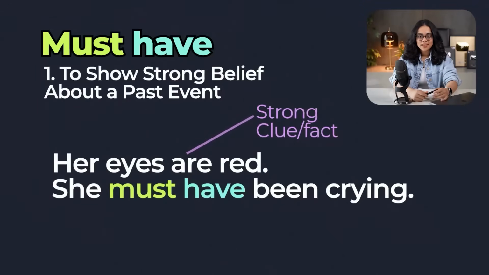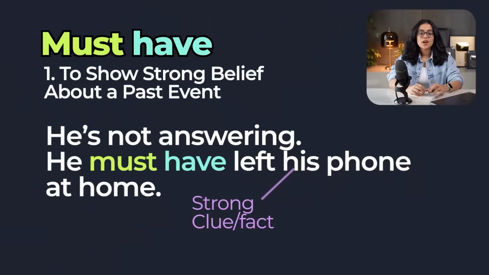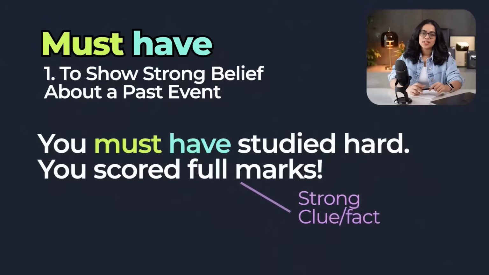Her eyes are red, she must have been crying. Again, you're just trying to make a guess, which is more than 50%. Again, you're not sure that she was crying, but there are higher chances. He's not answering, he must have left his phone at home. You must have studied hard, you scored full marks. Now, in all these sentences, we're just drawing a conclusion based on the evidence or the facts available. But we are not 100% sure. But there are higher chances, more than 50% chances.